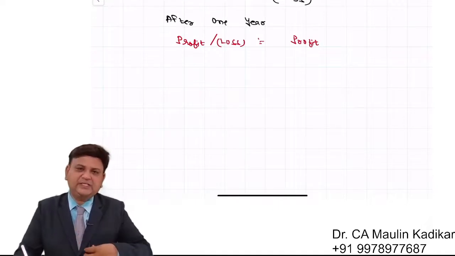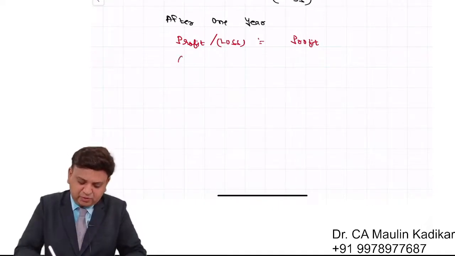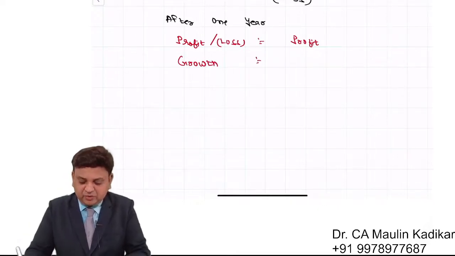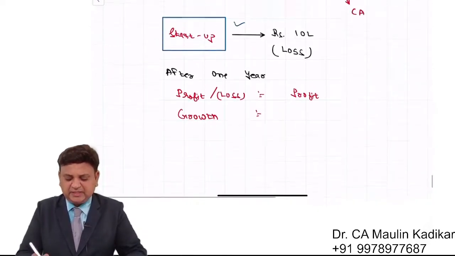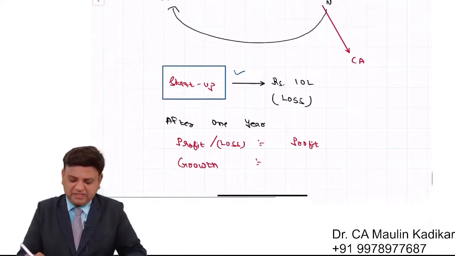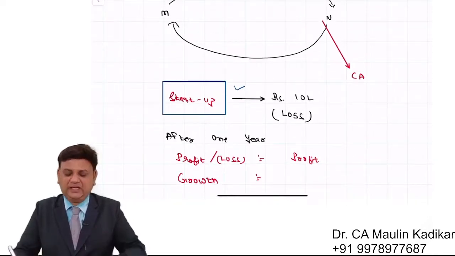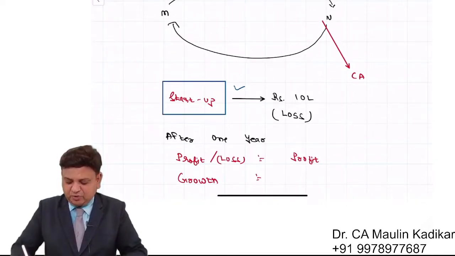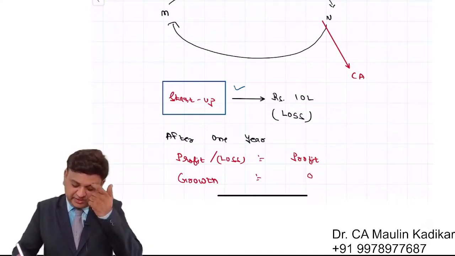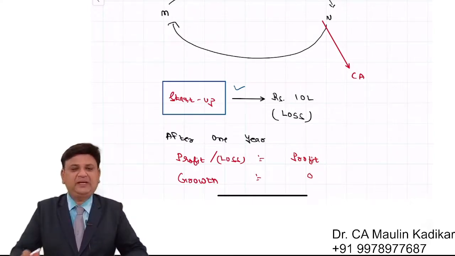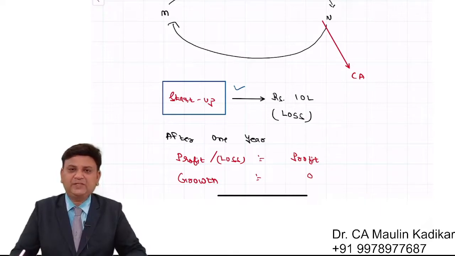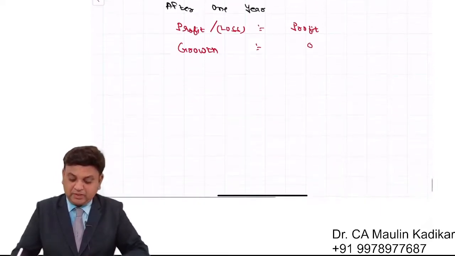Then he asked me, Maulin, what are you expecting about the growth of the business? I told him that I'm not expecting any growth in the kind of business in which I'm dealing. I'm expecting that whatever business I made in the previous year, in my first year, the same business I will make subsequently. Okay.